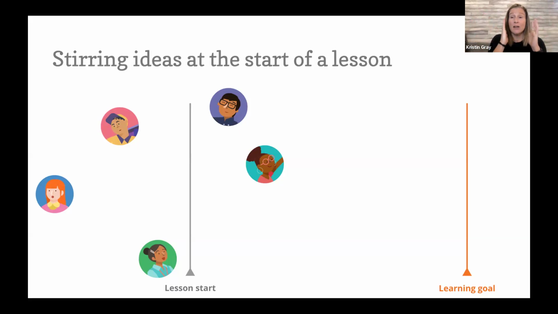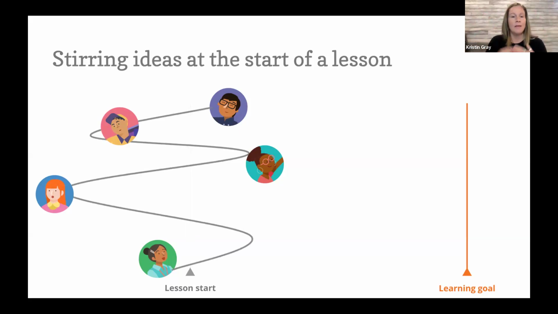So if we take away that really stark lesson start and instead stir these ideas, start with a problem, and have students sharing and engaging in one another's ideas, now we have the rest of the lesson to move toward that learning goal.